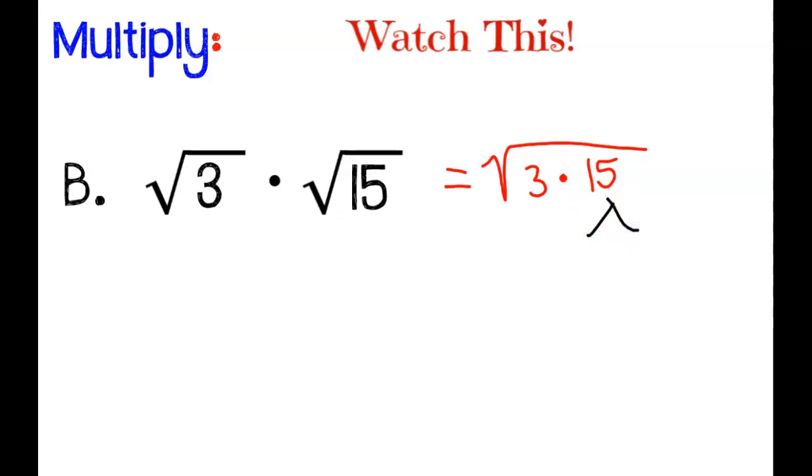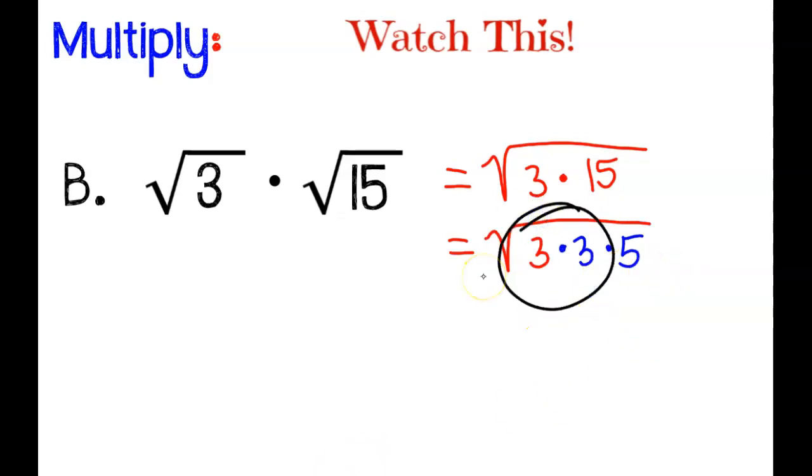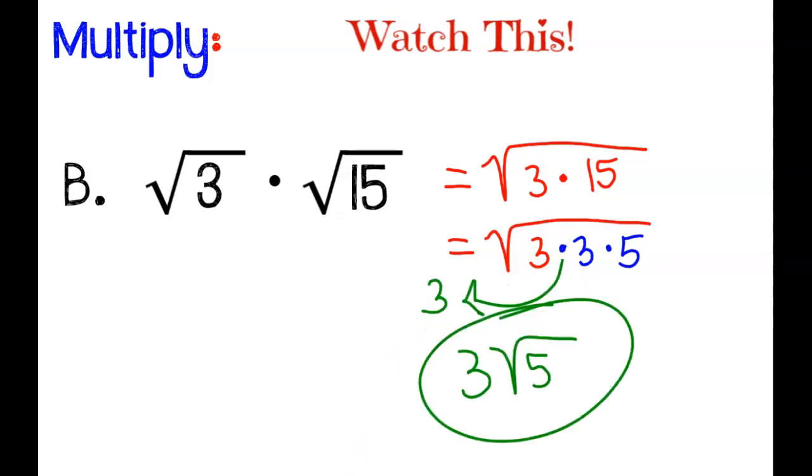So let's practice renaming 15 with two factors, preferably one that matches something I already have. So 15 can be written as 3 times 5, and there's a pair. Remember what I said about pairs? They come out as themselves. So those 3's are going to turn from radicands into coefficients, a single 3. 3 comes out, but the 5 stays in. The answer is 3 square roots of 5.